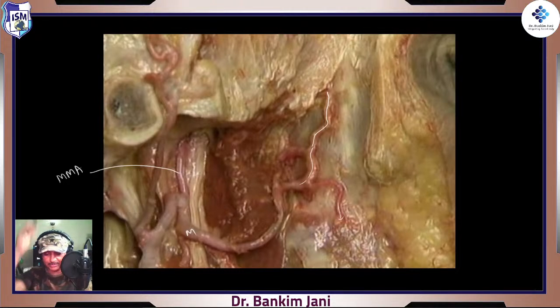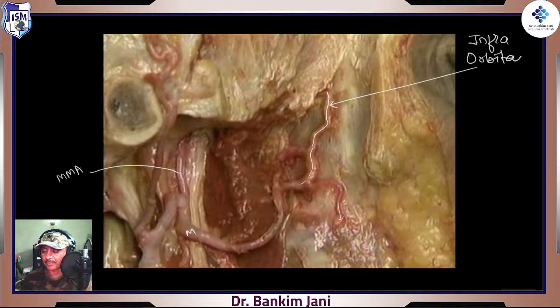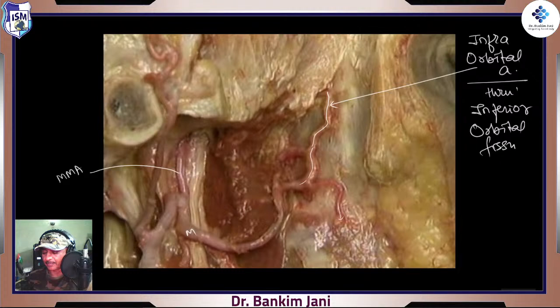So now this is the limit. Where is it going? It is going to the orbit. This is the infraorbital artery, right? This is the infraorbital branch, and the name itself is telling, so it will be going through the inferior orbital fissure. See the course of this artery. This is maxillary and it is going all the way.